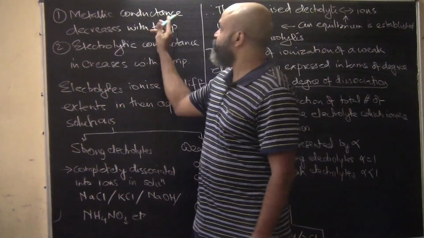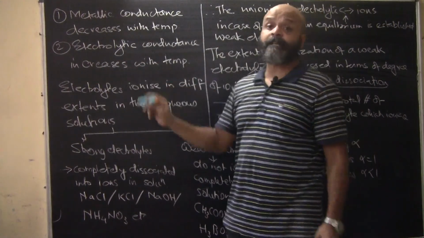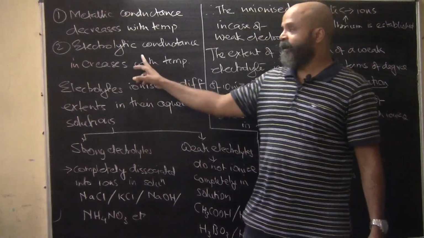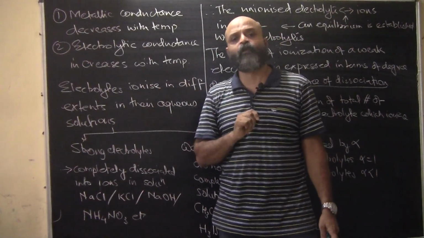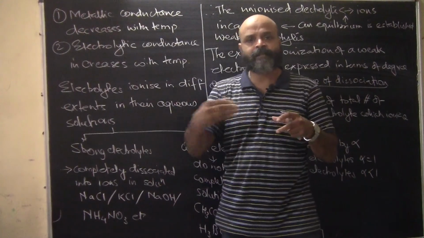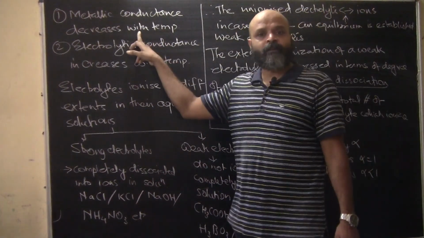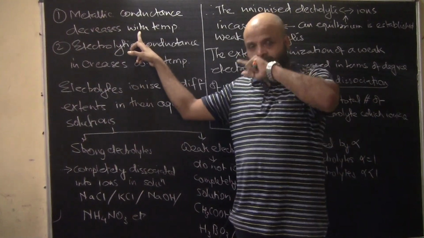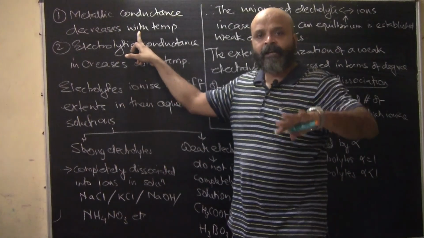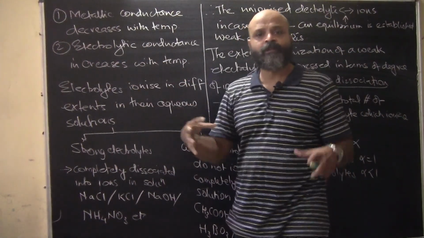So metallic conductance decreases with temperature and electrolytic conductance increases with temperature. Why will this increase? Because electrolytic conductance is due to the flow of ions. When you increase the temperature, the ions gain energy and they start flowing with a much higher speed. Here it is purely due to flow of electrons. The electrons get obstructed by other electrons which gain energy and promote collisions. But here there are no collisions.